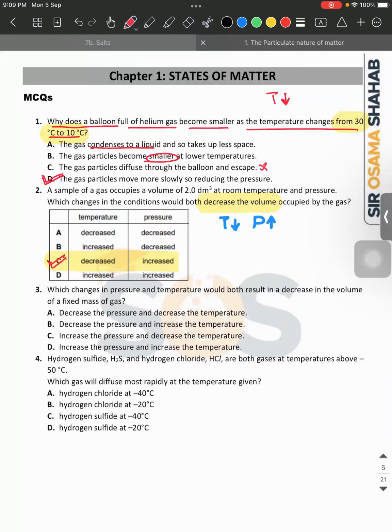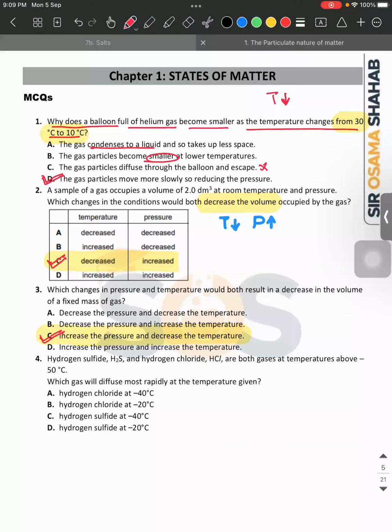I think it's C. Which change in pressure and temperature would both result in a decrease in the volume? It is the same question. And we know that increasing pressure and decreasing temperature can cause a decrease in the volume. Very good, Maha. Perfect. This is the right answer. Okay. Yes, Hanzala. Can you solve the fourth one?